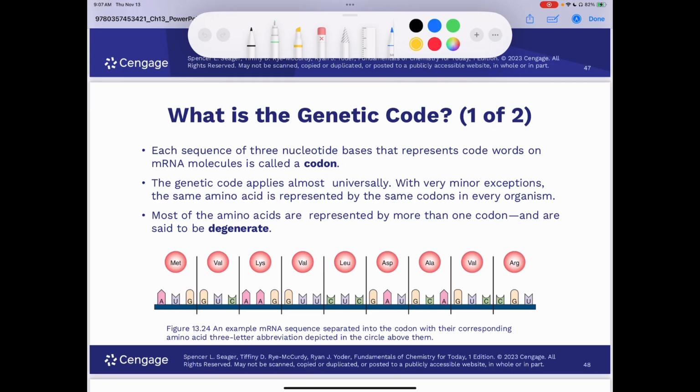And so you can see this sequence of amino acids here. And then we have a codon for the methionine, which is AUG. Then we have one for the valine, then one for the lysine, then one for the valine. But you'll notice that these two codons here for valine are not identical to each other.